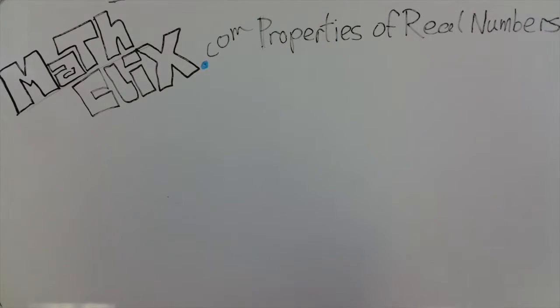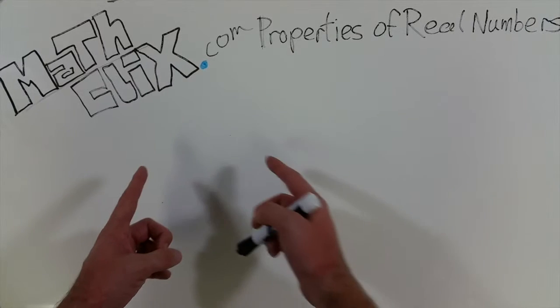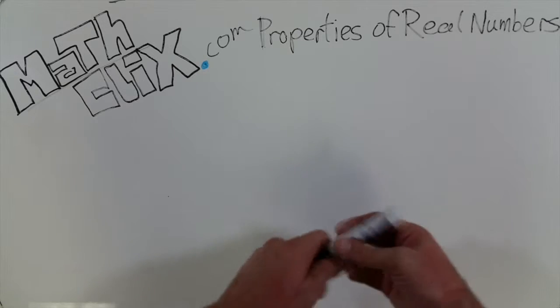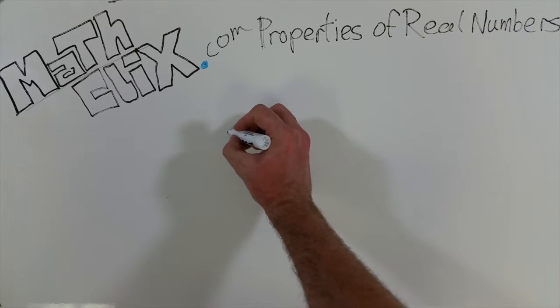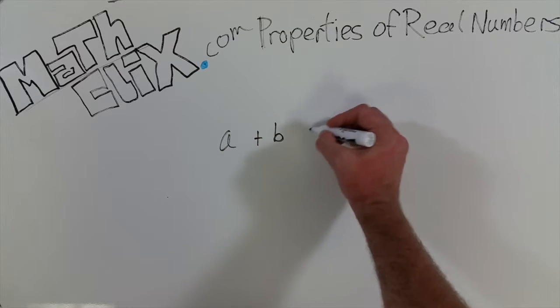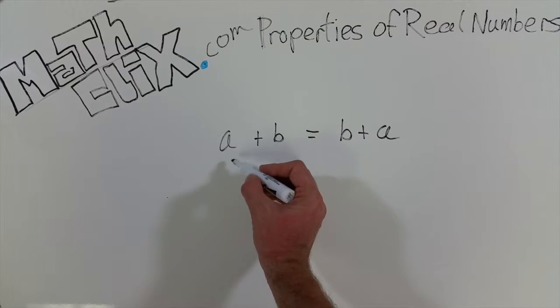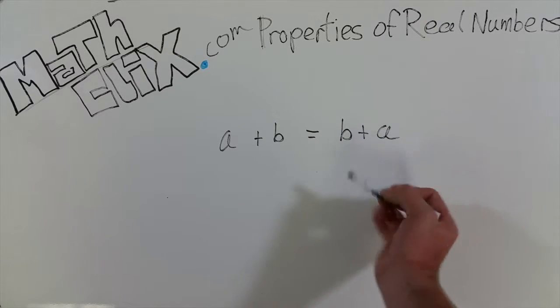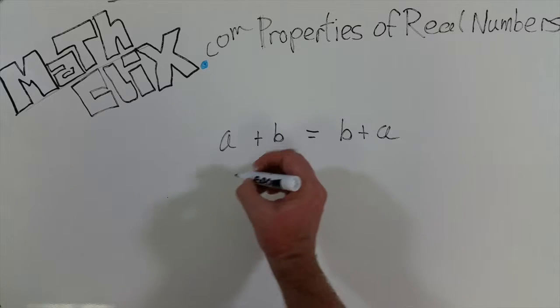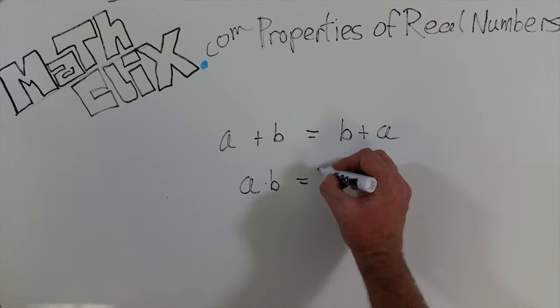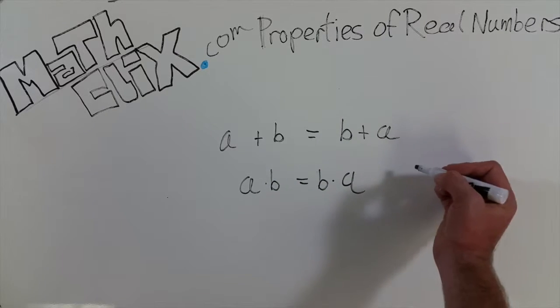So, the first one is the commutative properties of addition and multiplication. Commuting, moving from one spot to another with no problems. For example, A plus B equals B plus A. The A just commuted to the other side of the B with no issues. Also, A times B equals B times A.